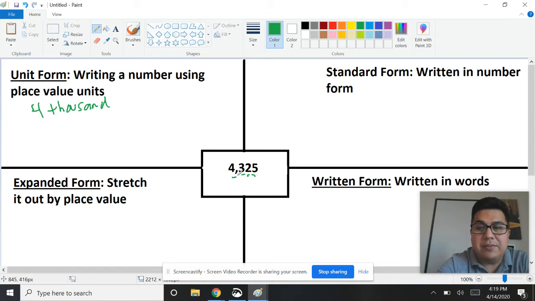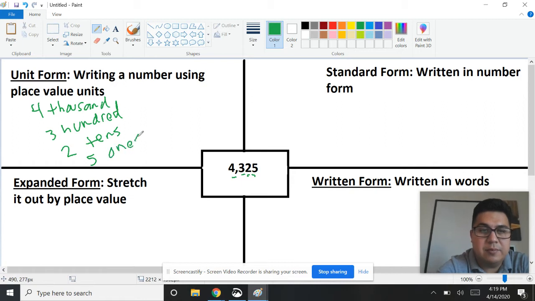The next number we have is 3, and we know that is in the hundreds, so that's going to be 300. The next one is 2, so that's going to be 2 tens. And the last one is 5, and we know that is 5 ones. So that's how you would write it using unit form.